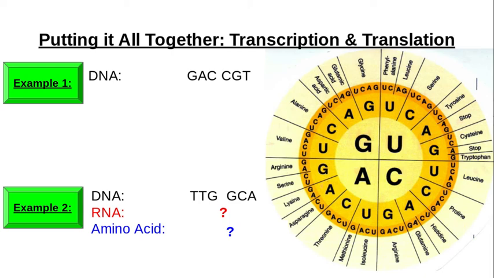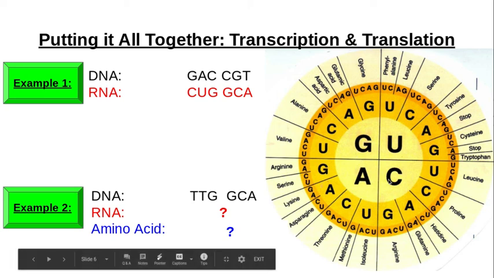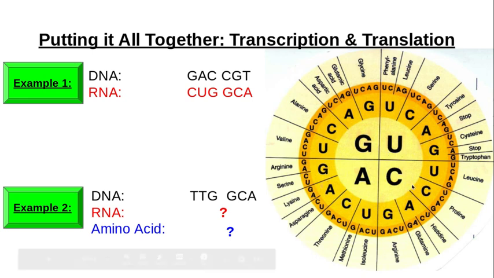So remember, G and C pair together, A pairs with U, T pairs with A. So our RNA segment is CUG-GCA. To get our amino acids, we have to use the chart. Once again, start in the middle of the chart and then work your way out depending on which quadrant you are in. For CUG, we have leucine, and for GCA, we have alanine.